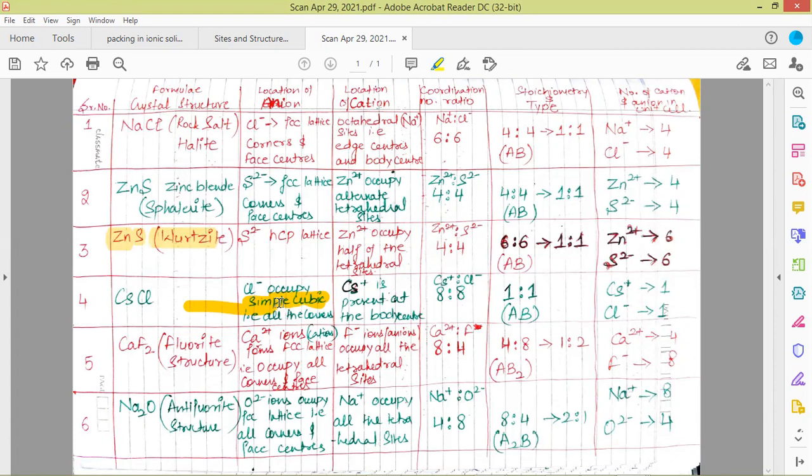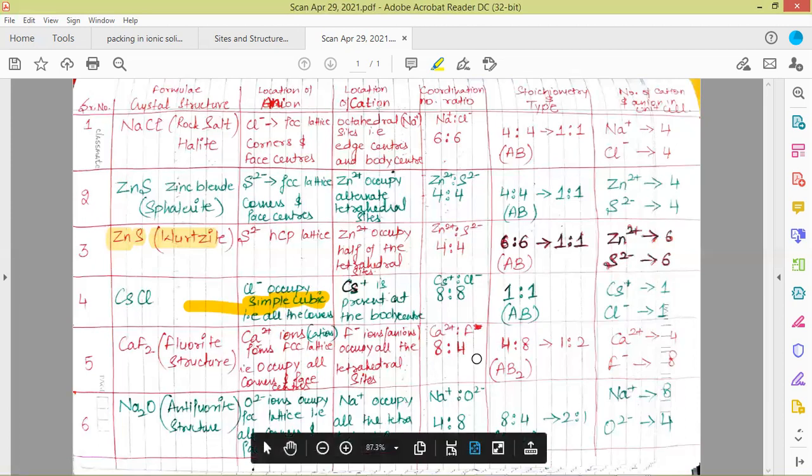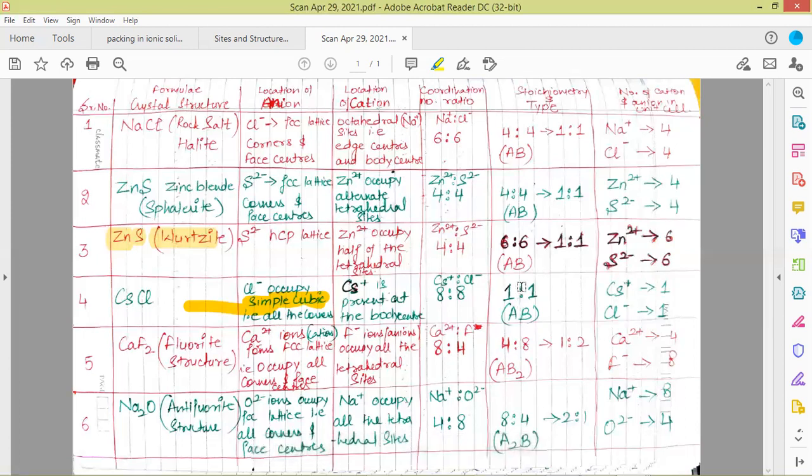Next, we have fluoride structure, where the size of the cation and anion is comparable. Due to that, calcium ions are here making the FCC lattice, the only such lattice as far as your syllabus is concerned, where cations are making the lattice and anions are present in the interstitial sites. The interstitial sites occupied by the fluoride ions are the tetrahedral sites. All the tetrahedral sites are occupied here. Coordination ratio is 8:4. Stoichiometric ratio is 4:8, that is 1:2.